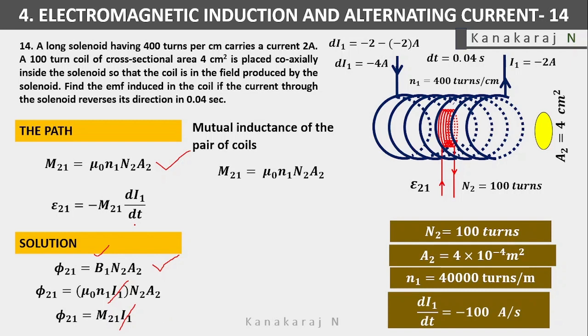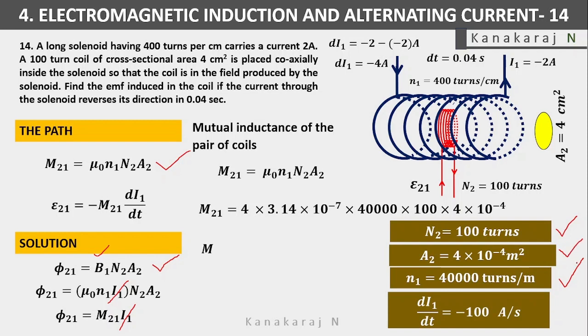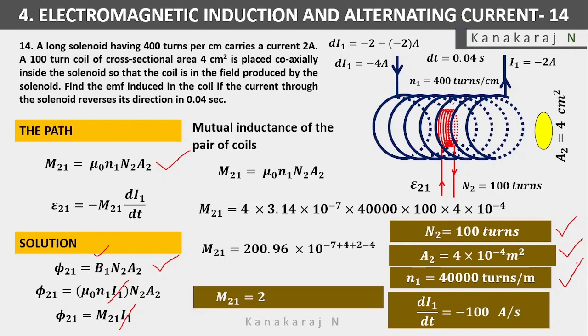Now let us substitute the value of mu naught, which is 4 into 3.14 into 10 power minus 7. N1 is given in the data; it is 40,000 turns per meter. N2 is 100 turns. Substitute that. Then the area is given, 4 into 10 power minus 4. It is a simple multiplication. Once you complete this multiplication, you get M21 as 200.96 into 10 power minus 5 Henry.